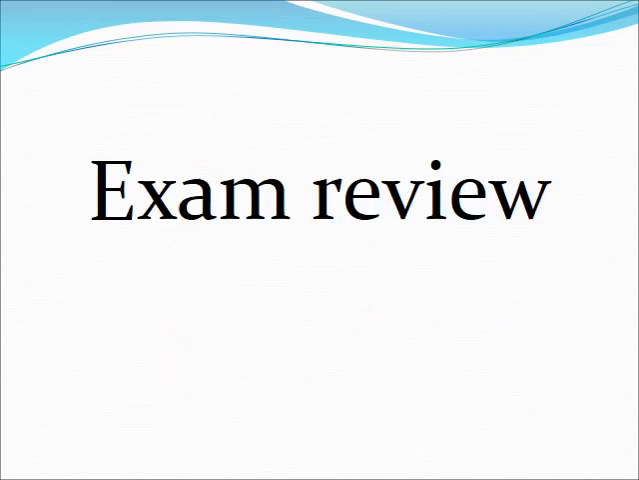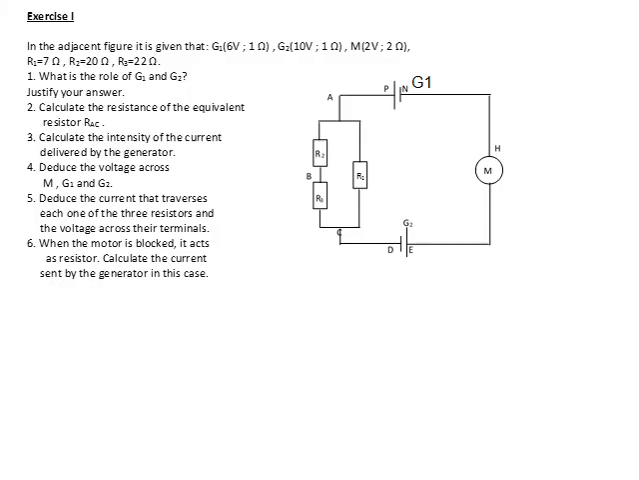Now, exam review. Exercise 1. In the adjacent figure, it is given that G1, G2, and a motor, R1, R2, and R3. What is the role of G1 and G2?